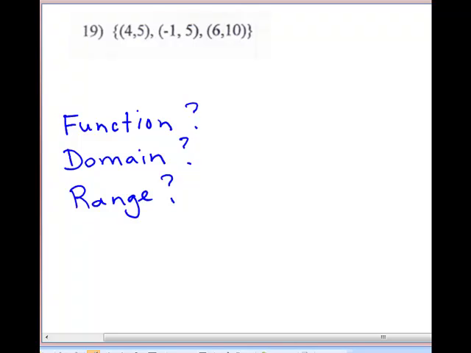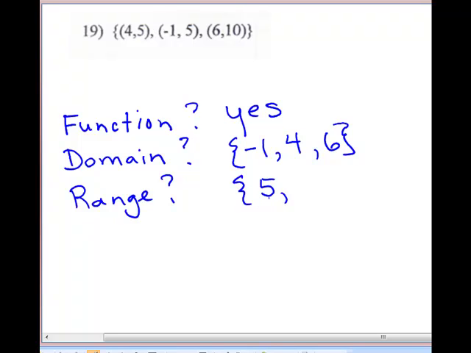For problem 19, we're looking at a set of ordered pairs instead of a picture. And to tell if it's a function, you just have to check, does the x repeat? We have 4, -1, and 6. The x does not repeat, so yes, it is a function. The domain is all of the x coordinates. If we put it in numerical order, -1, 4, and 6 is our domain. Our range, we have the 5 repeating, so we only have to put it once. It is okay for a value to repeat in the range.